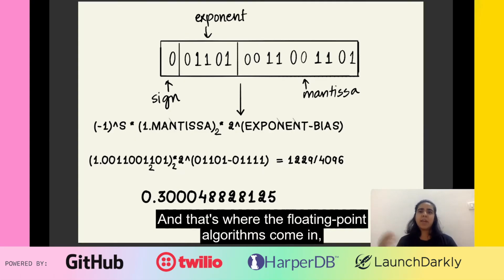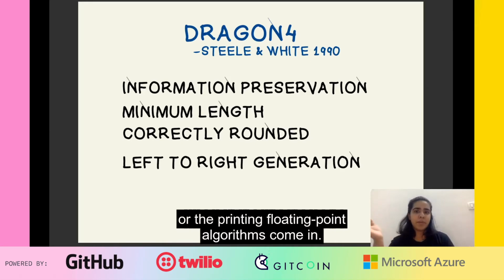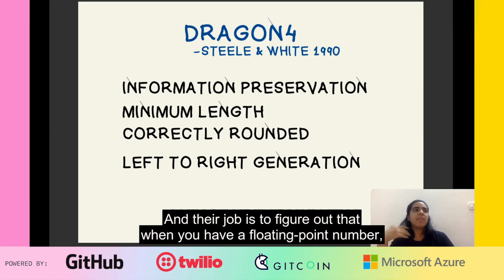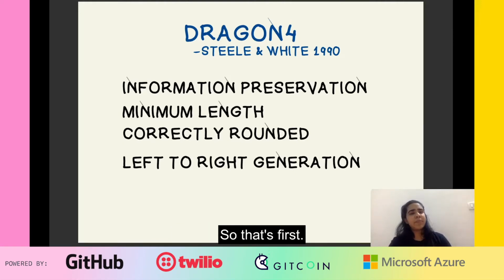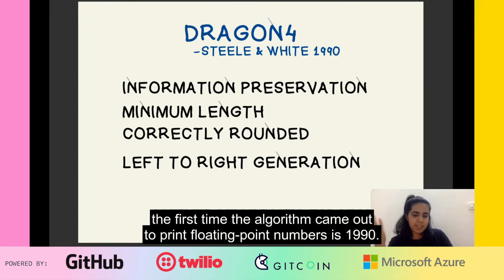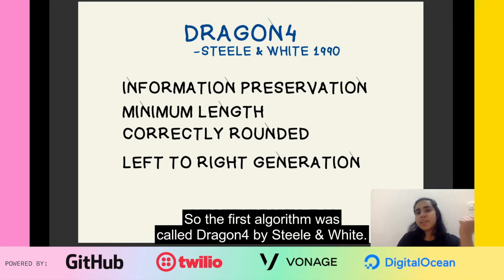And that's where the floating point printing algorithms come in, and their job is to figure out, when you have a floating point number, how it should be printed. The other surprising thing is that the first algorithm to print floating point numbers came out in 1990. Computers had been around for decades by that point. The first algorithm was called Dragon 4, by Steele and White.